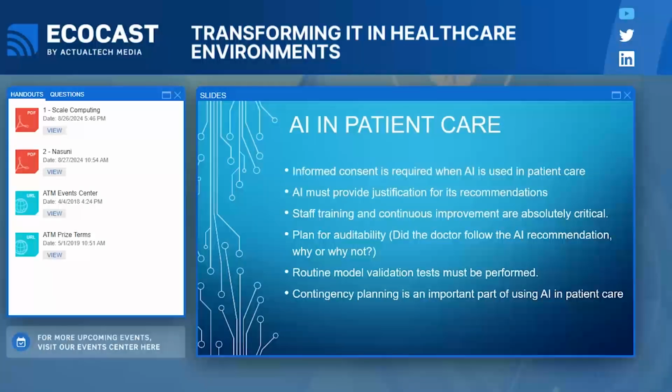And this brings up another point. Routine model validation tests have to be performed, because AI tends to evolve over time. So you need to periodically test your AI on known data sets to make sure that it is functioning as intended and that it hasn't just gone off the rails. And then finally, contingency planning is an important part of using AI in patient care. Imagine that the AI stops working as it's intended or it goes offline. Does that at some point compromise patient care? That's where contingency planning comes into play.